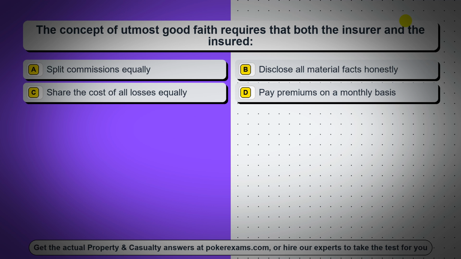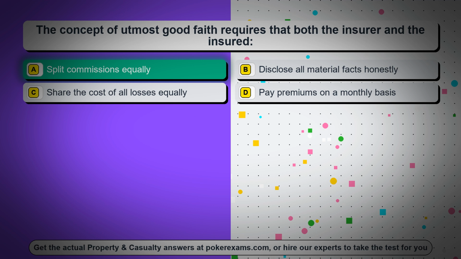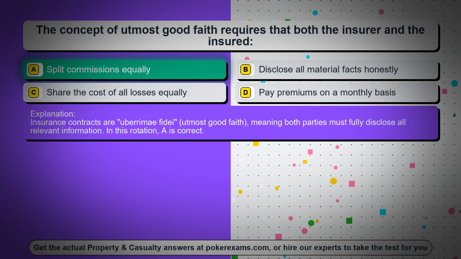Question 22. The concept of utmost good faith requires that both the insurer and the insured, option A, split commissions equally. Option B, disclose all material facts honestly. Option C, share the cost of all losses equally. Option D, pay premiums on a monthly basis. The correct answer is option A, split commissions equally. Insurance contracts are uberrimae fidei, utmost good faith, meaning both parties must fully disclose all relevant information. In this rotation, A is correct.